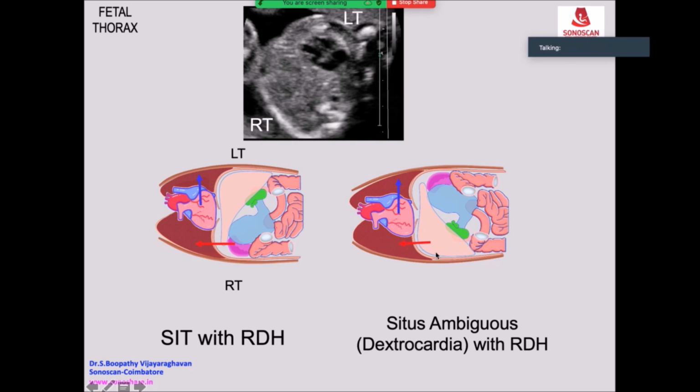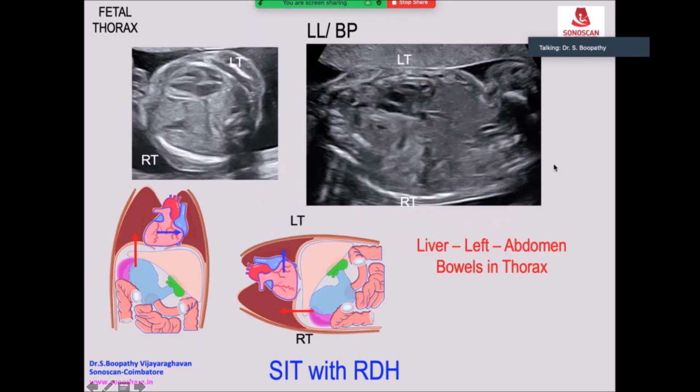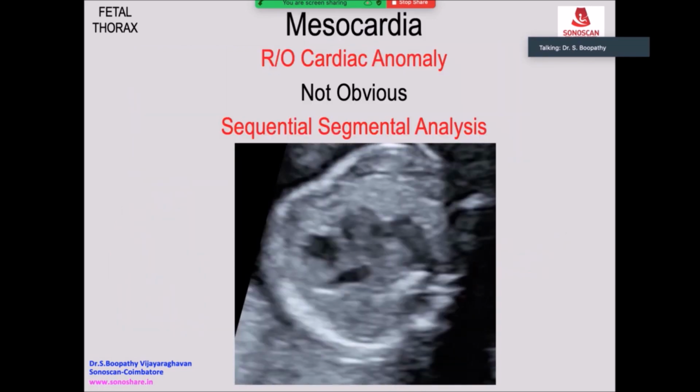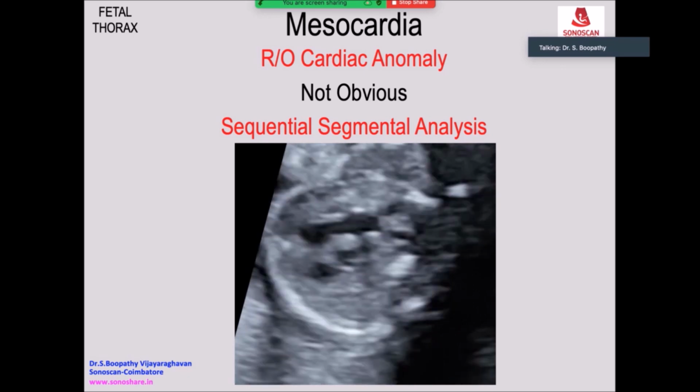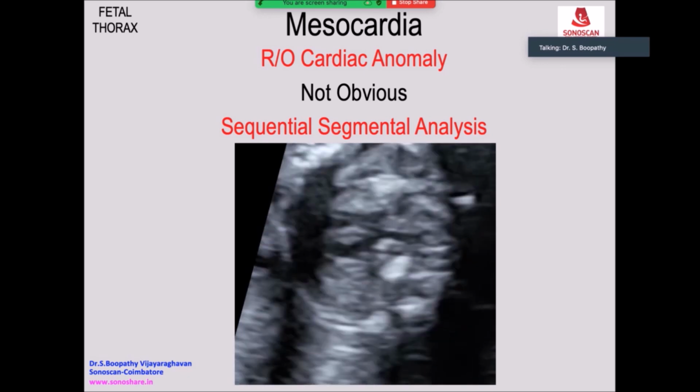diaphragmatic hernia. So in situs, there is the liver. So heart there, where is the liver? Liver is on the left side. So that is the liver you see nicely, that is still on the left side, and the bowels have gone into the right side of the chest. So what is the diagnosis? It is situs inversus totalis with right diaphragmatic hernia. So it may not be obvious. At that time we have to do a sequential segmental analysis, which is described in fetal echo.